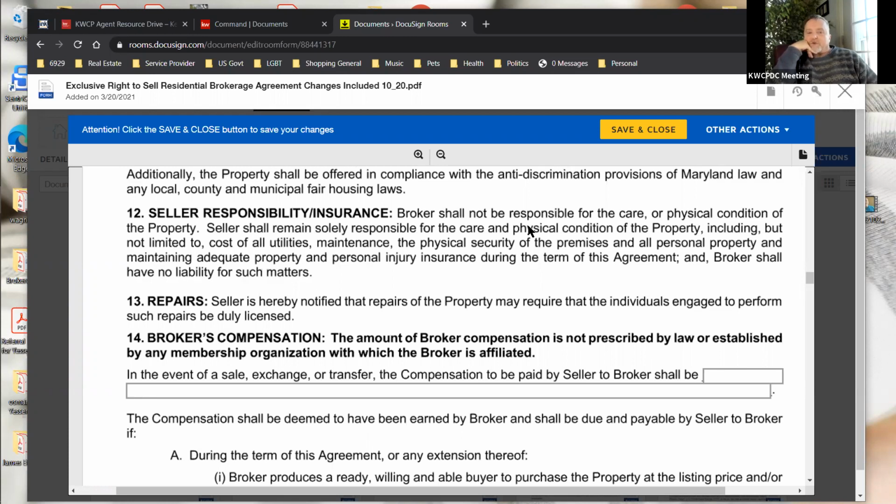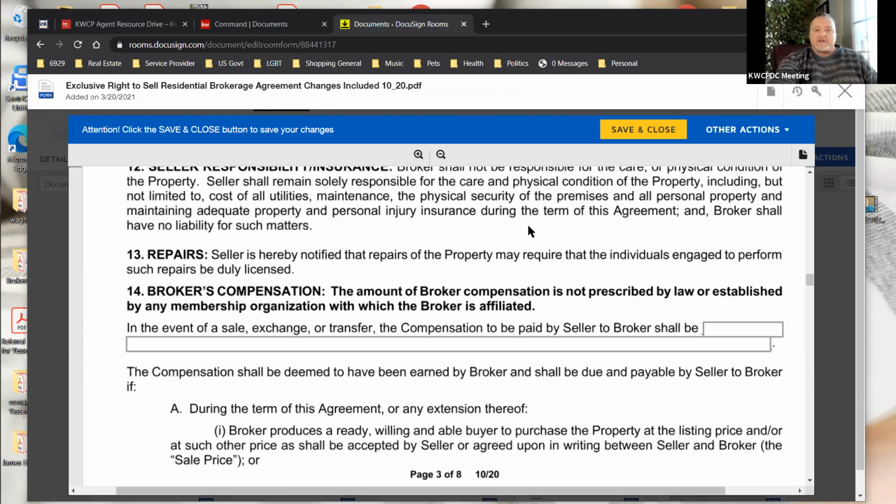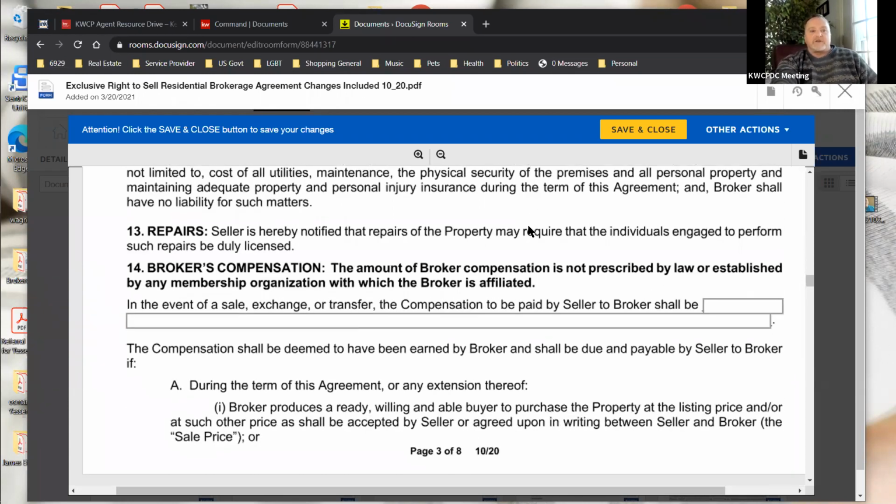So if you're going to recommend anybody, it is our legal obligation to make sure that everybody is licensed and bonded and insured. Any questions?